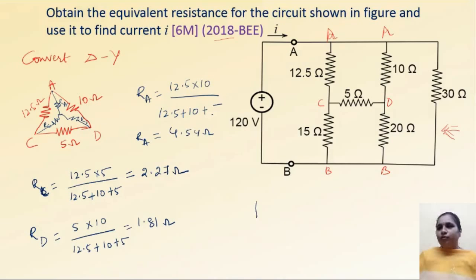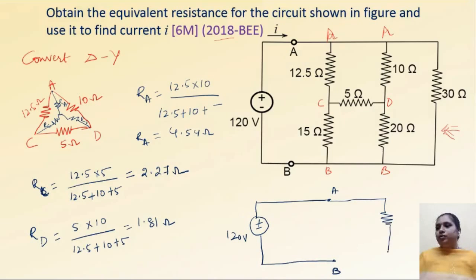How are we going to replace? First draw the circuit as it is up to those points. This is point A that we have taken and this is point B. Here a resistor is connected, that is 30 ohms. Next, here there are two resistors connected like this, that is 15 ohm and 20 ohm. This is point C and this is point D.